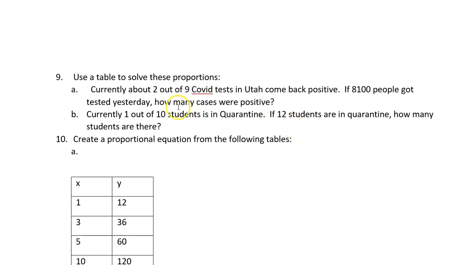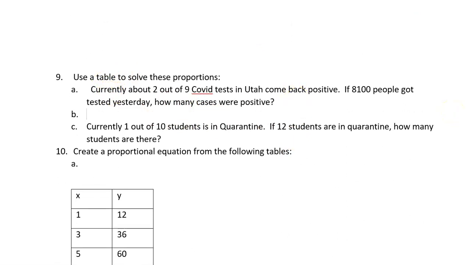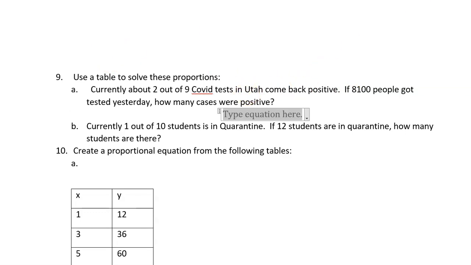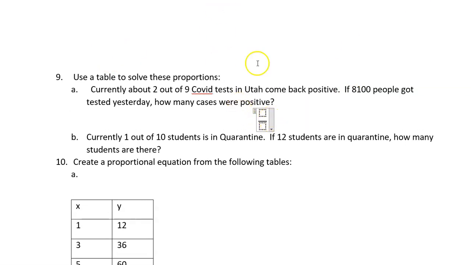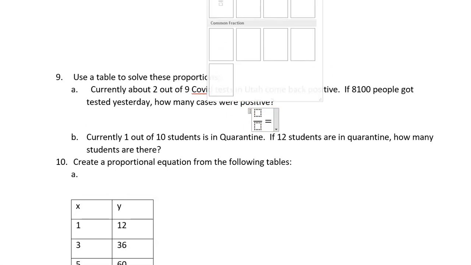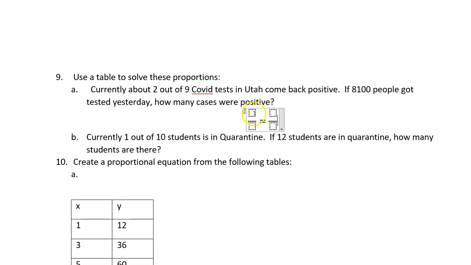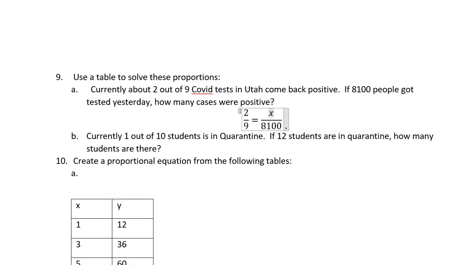Use the table to solve the proportions. Currently, about 2 out of every 9 COVID tests in Utah come back positive. If 8,100 people got tested yesterday, how many cases were positive? So this is what I'm going to set up like that very first problem we did on the homework. I'm going to say line equals line. So we know that 2 out of 9 come back positive, and 8,100 got tested, so that's coming on the bottom because 9 how many tests? There's the x. And then we just times diagonally.